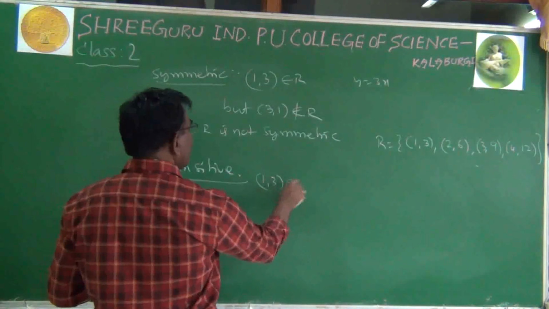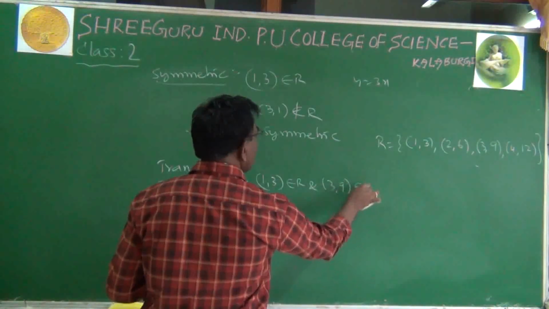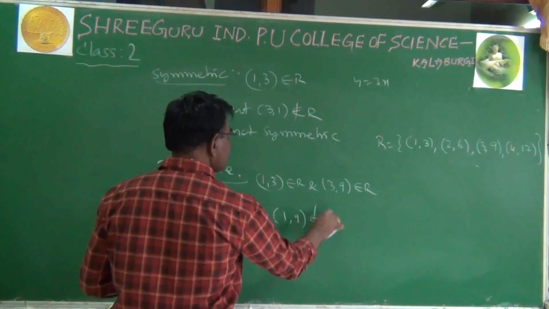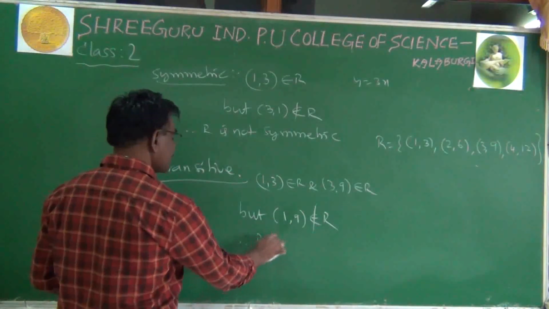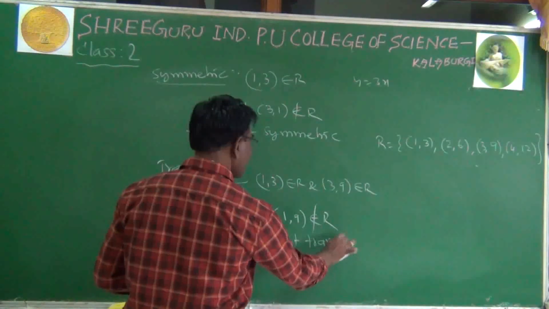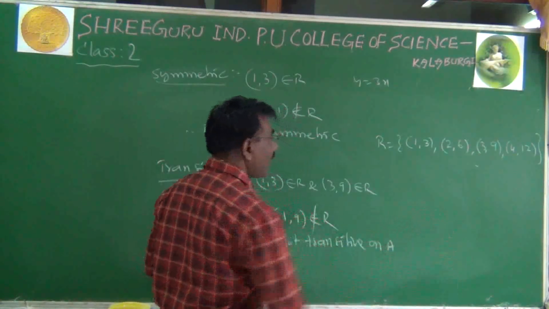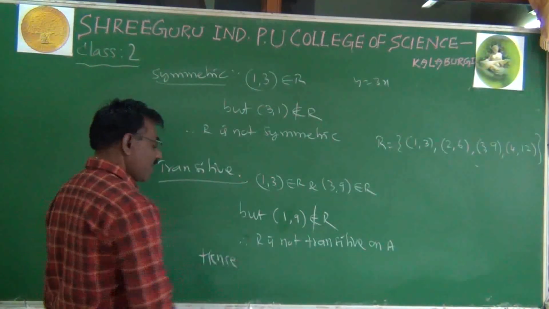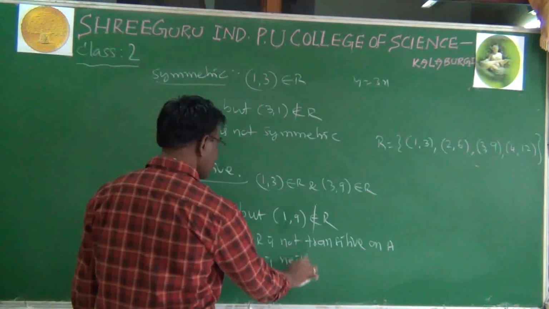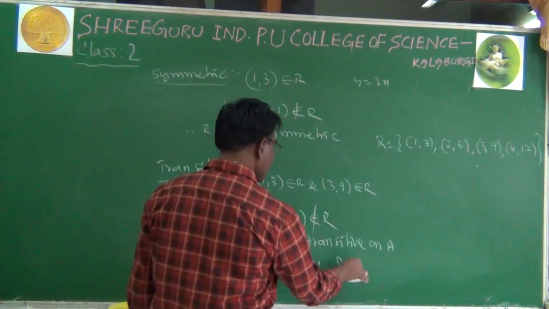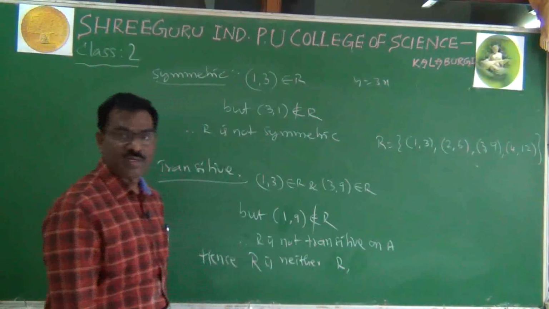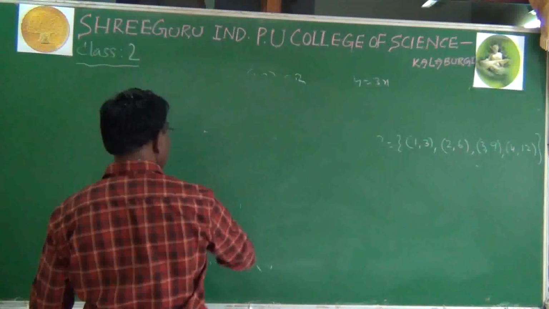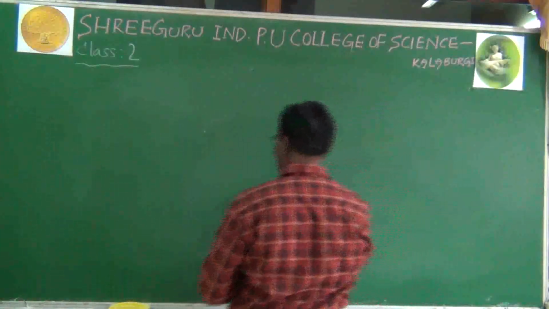1 comma 3 belongs to R and 3 comma 9 belongs to R. But 1 comma 9 does not belong to R. Therefore, R is not transitive on A. Hence, the relation R is neither reflexive, nor symmetric, nor transitive.